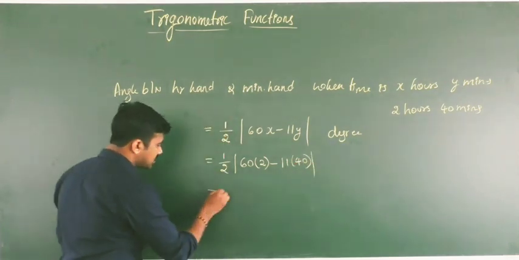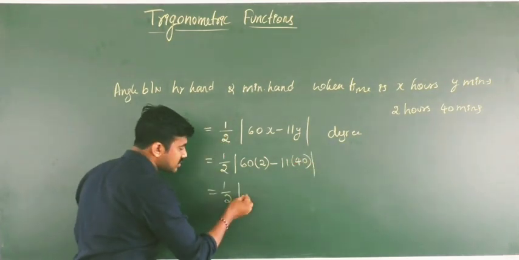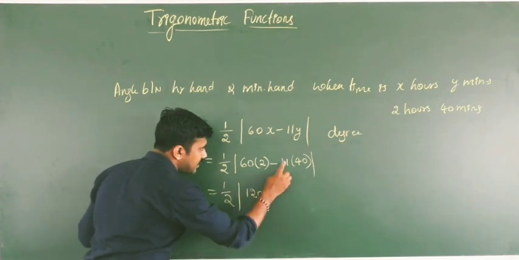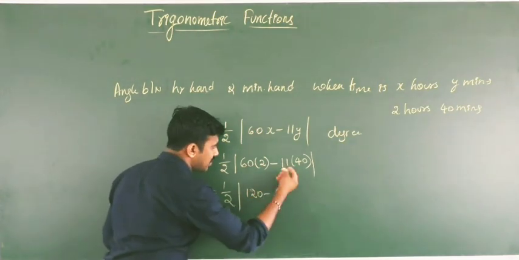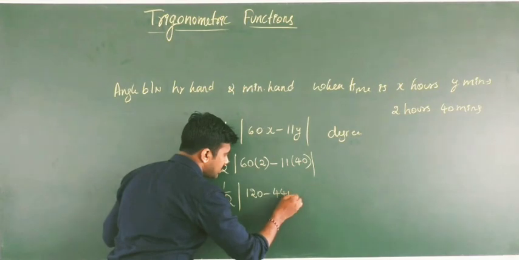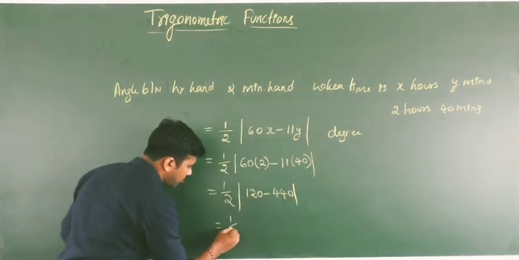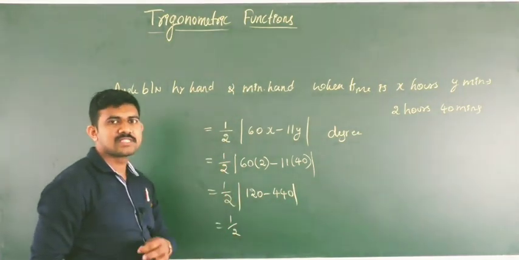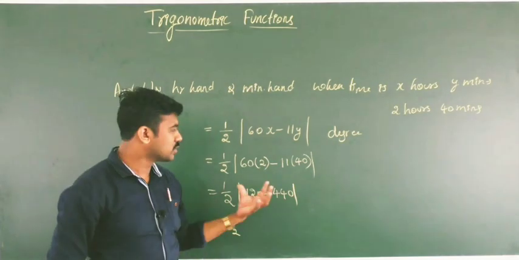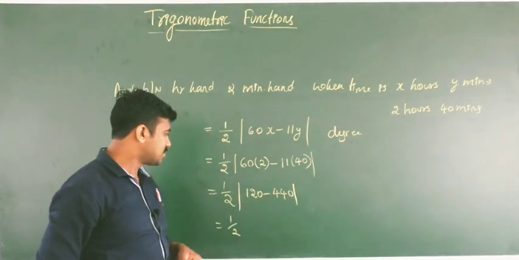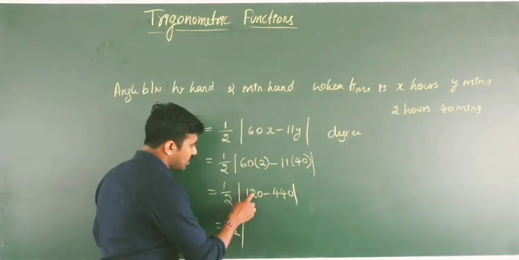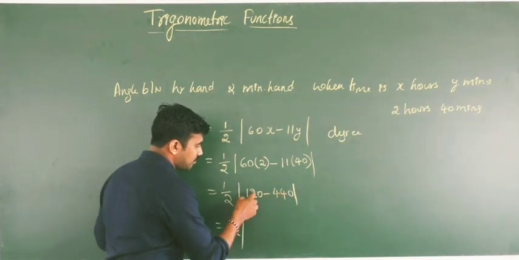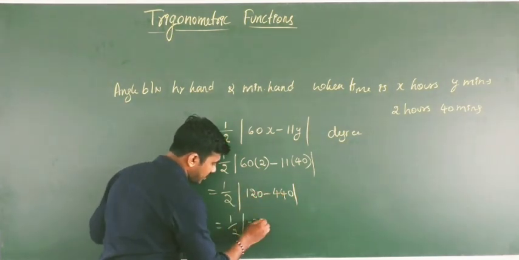So this is half into 60 into 2, which is 120, minus 11 into 40. 11 into 40 is 440. Why is it modulus? Modulus means you have to write the absolute value, the positive value. So here minus 440 plus 120 gives minus 320.